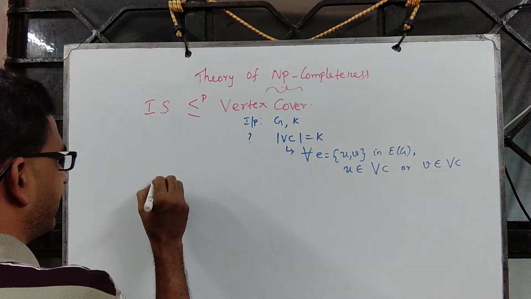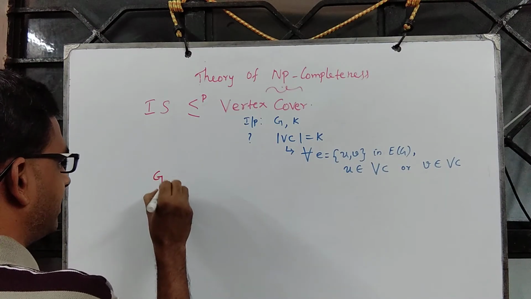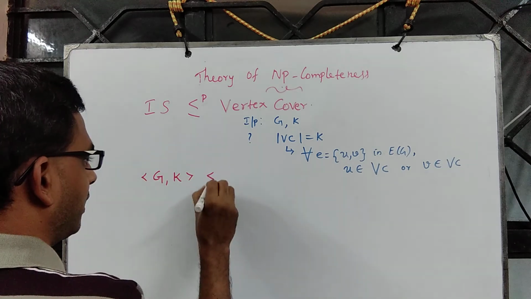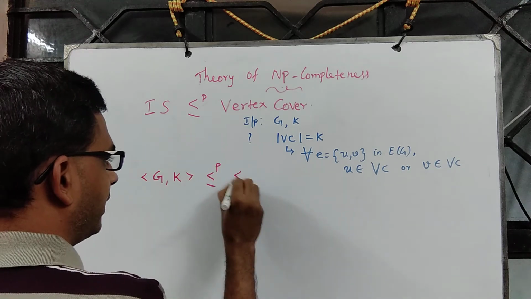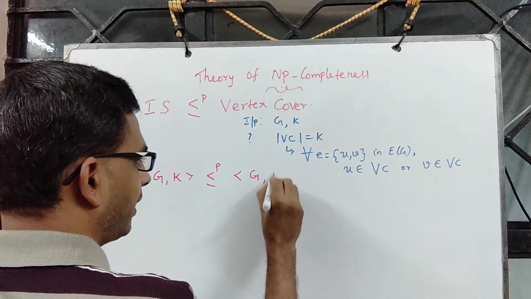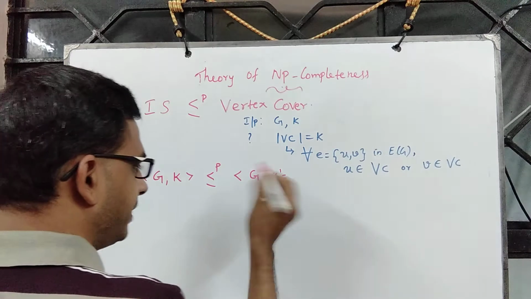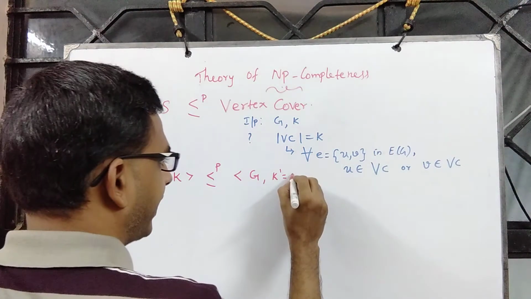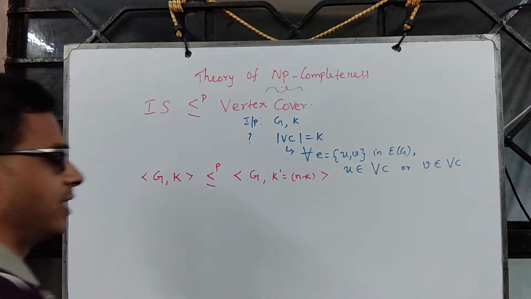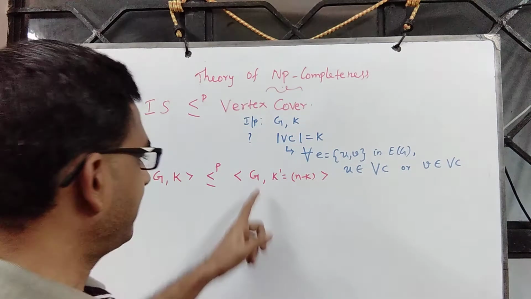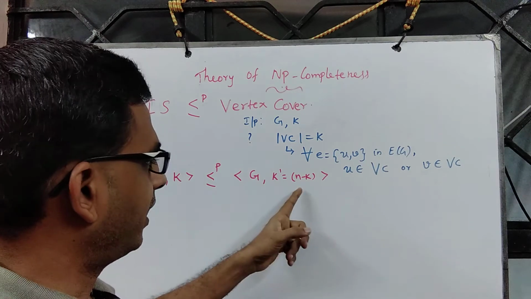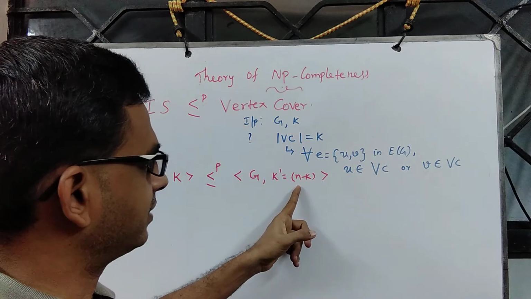So now here is a reduction. Take an instance of independent set, G comma k, and it is reduced to G prime, k prime, where G prime is actually G, and k prime is n minus k. So we said G prime must be a function of G, k prime must be a function of k, and f of k is n minus k over here.